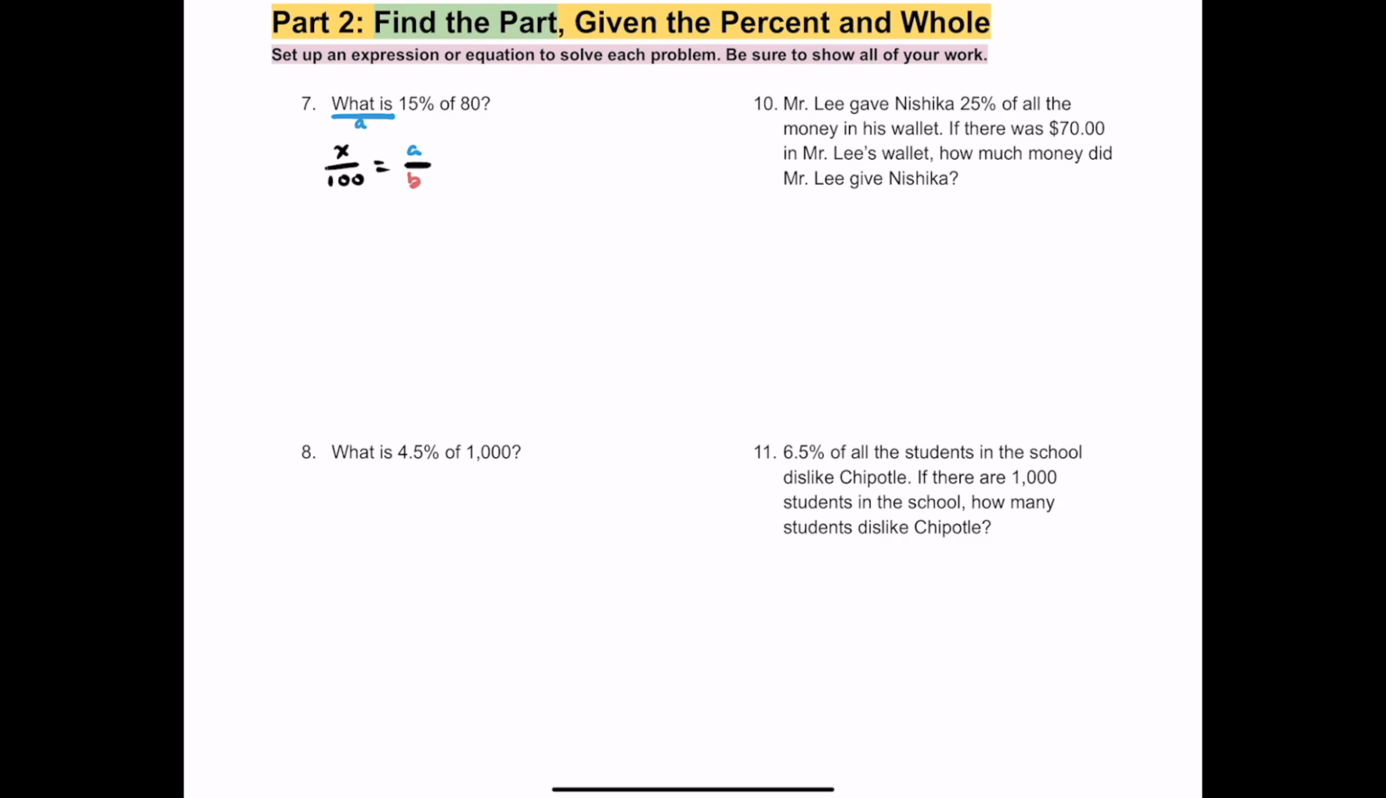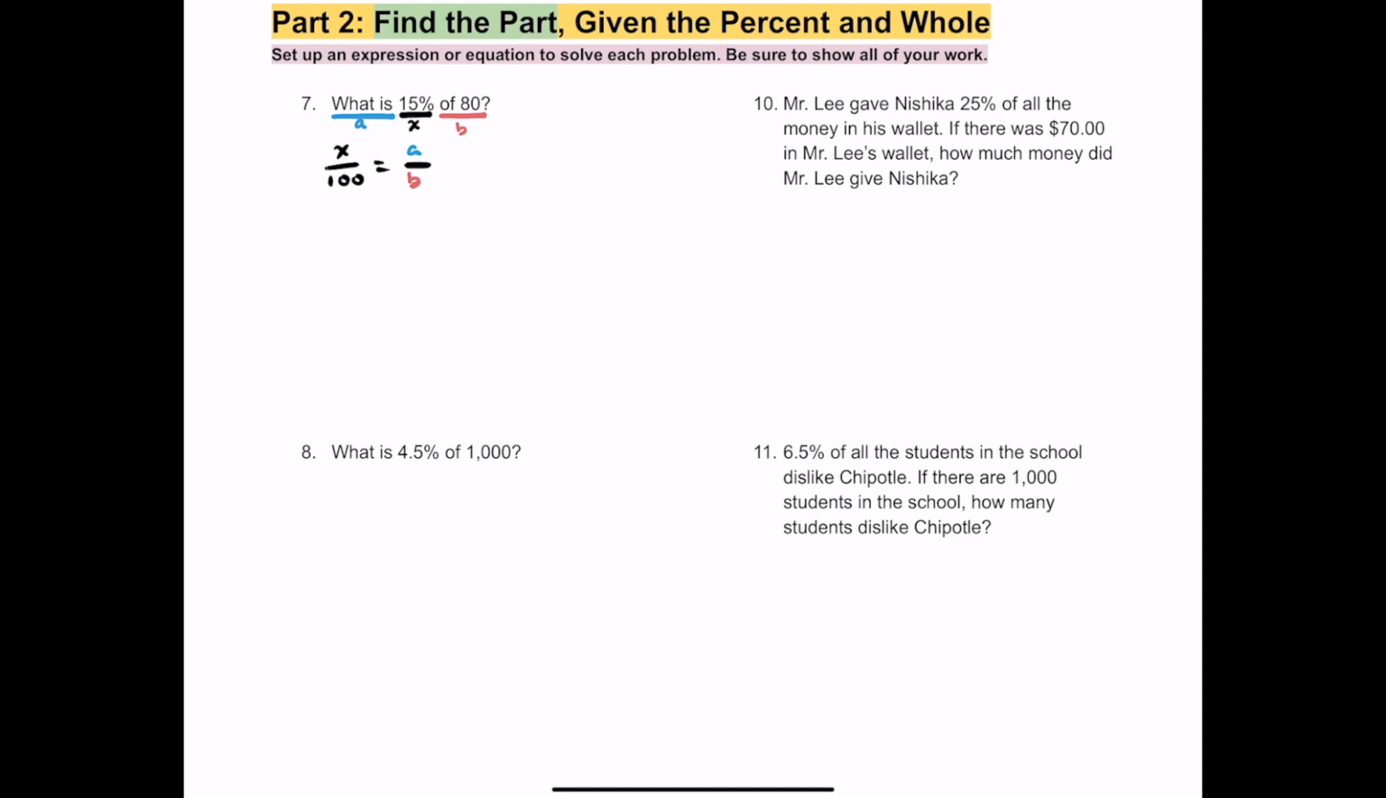15%. So in the last few problems, we were not given this. We were actually looking for the percent. So when we know 15%, that's going to be x. X will equal 15. And then finally, it says of 80. So the "of" part, hopefully it looks familiar. That's going to be our b, or our whole value.